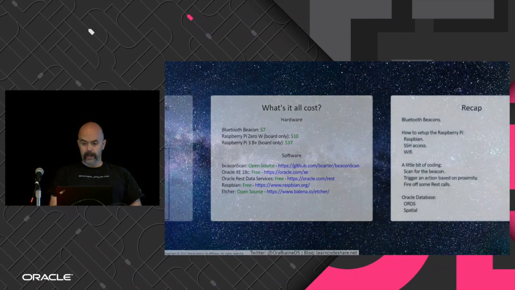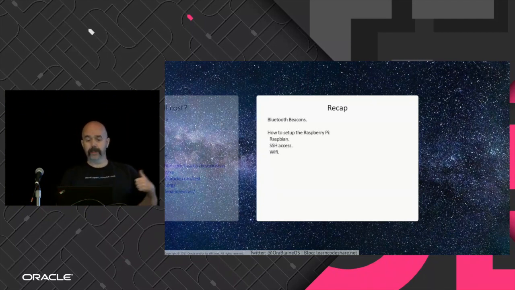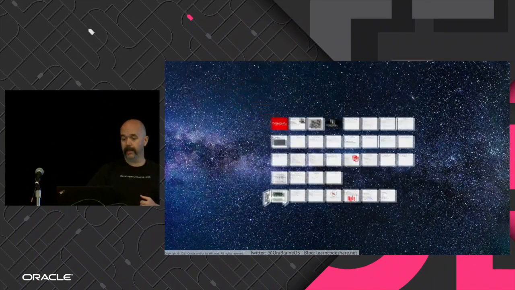All right, so recap: we talked about Bluetooth beacons, what they are, how to set up your Raspberry Pi. We looked at the code a little bit. My code did not run. And then we set up Oracle ORDS. We talked about ORDS and Spatial, and ran through some queries. Any questions?